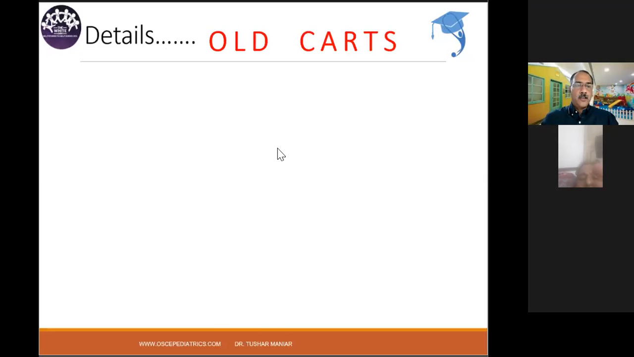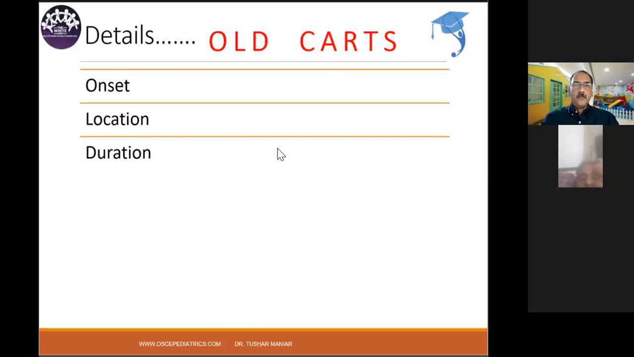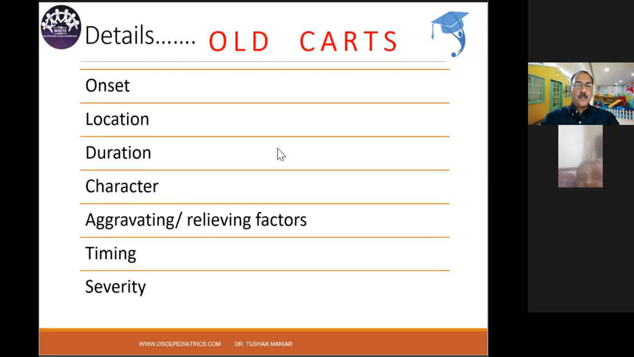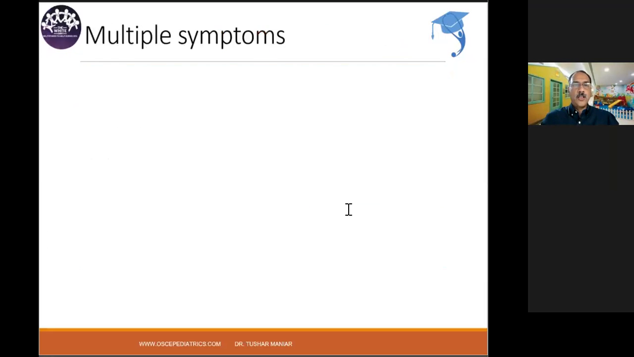What does this stand for? It stands for onset, location, duration, character, aggravating and relieving factors, timing of the problem, meaning whether it is more in the morning, evening, after exercise, etc., and finally, the severity of the symptom. So once you have these details, you will have a fair idea and your problem will get narrowed down much easier.